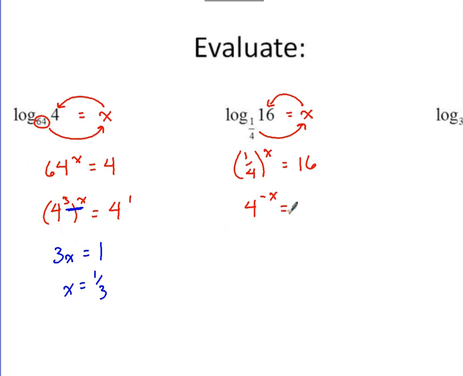Now that equals 16 over here. If the base is 4, 16 would be 4 to the second. So now you've got your common bases. You set your exponents equal to one another. You've got negative x equals 2. So if negative x equals 2 and you're solving for x, x is just negative 2.